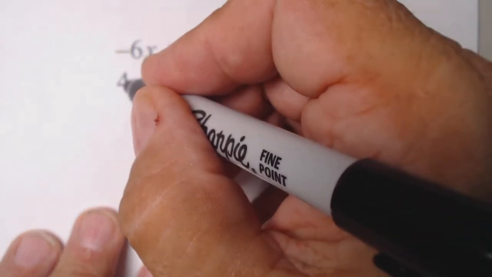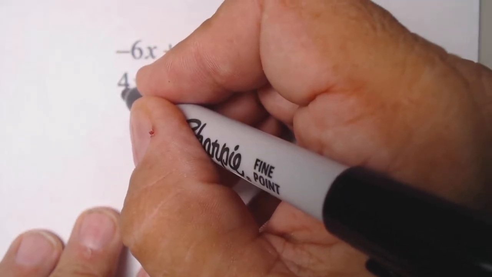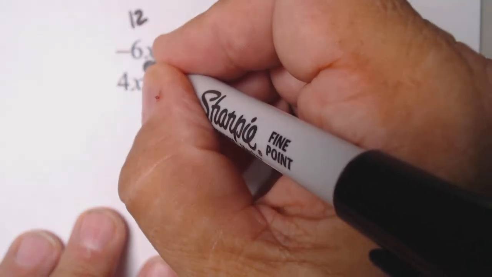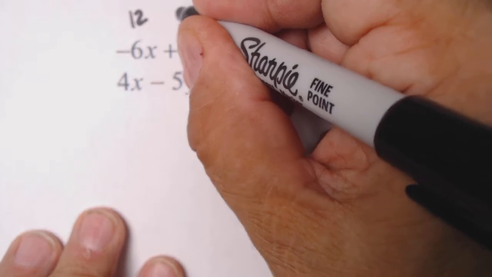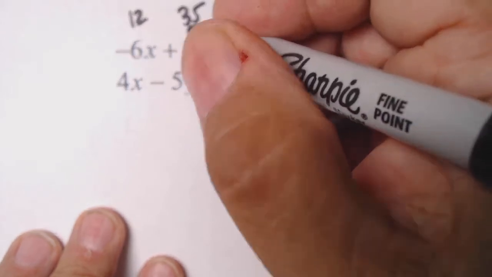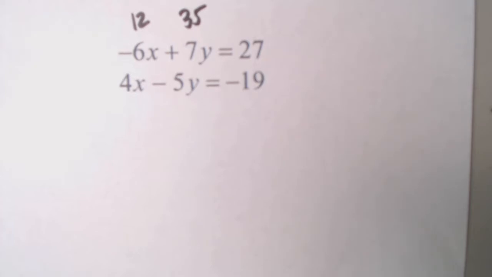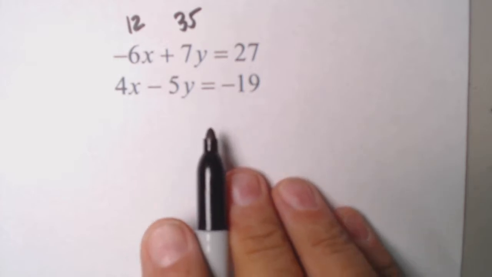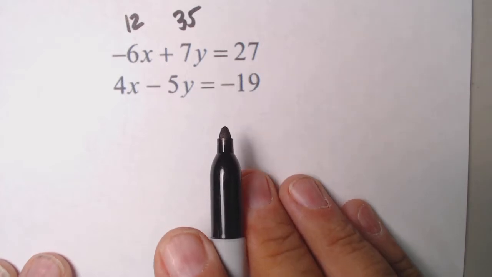Well, let's see what we got here. The LCM between 4 and 6, I think it's 12, isn't it? That's the first number they would both hit. The LCM between 5 and 7 would be 35. So we definitely want to work on eliminating the x's. That'll keep the numbers smaller. Now, you could go and eliminate y. You'd just be working with larger numbers. If you're careful and didn't make any mistakes, you'd be fine.